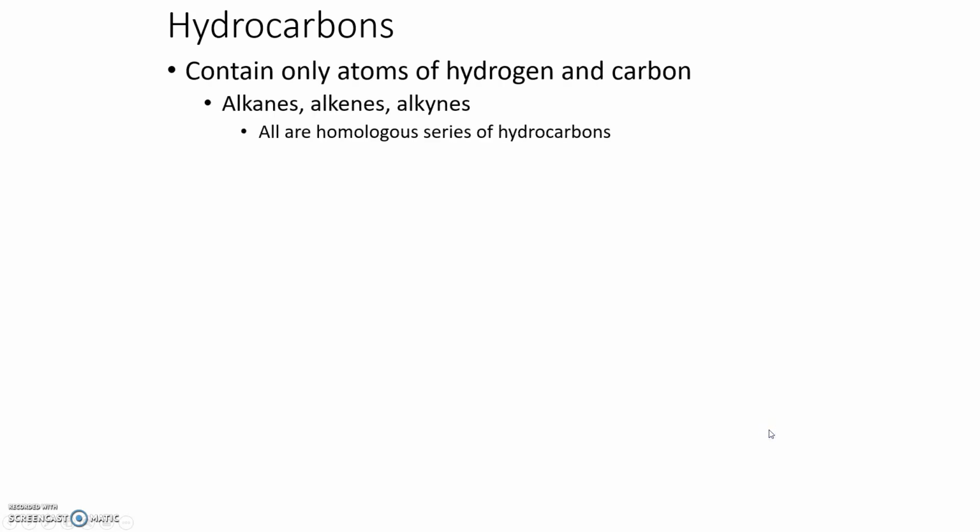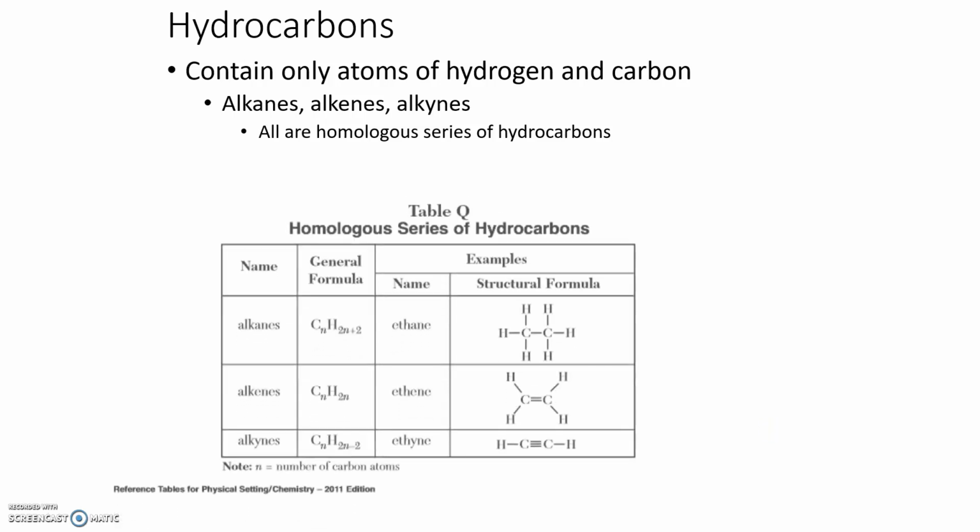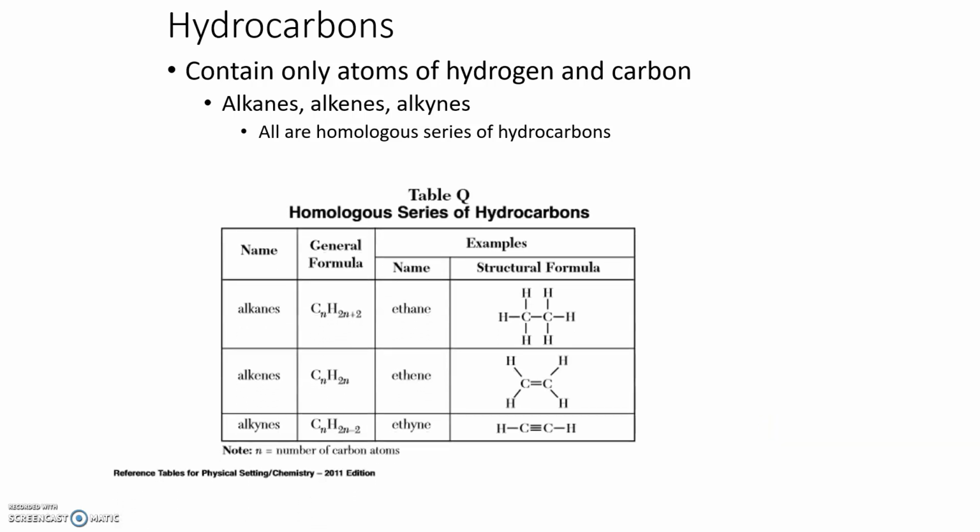On table Q, we're going to be looking at hydrocarbons. Hydrocarbons contain only hydrogen and carbon. And looking at table Q, we could see that these are called alkanes, alkenes, and alkynes. These are 3 types of hydrocarbons that we'll be looking at. The homologous series just means they're related. So when you see the word homologous, don't panic.